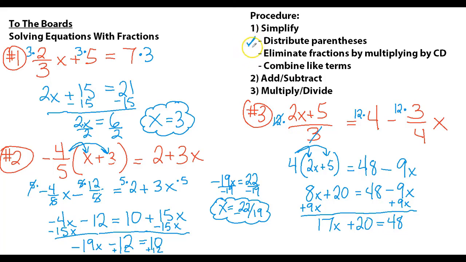Good. So we did that. We combined our like terms and we got them to the same side. That's important. We should probably put that here in the rules. Same side. You want to get those x's to the same side.